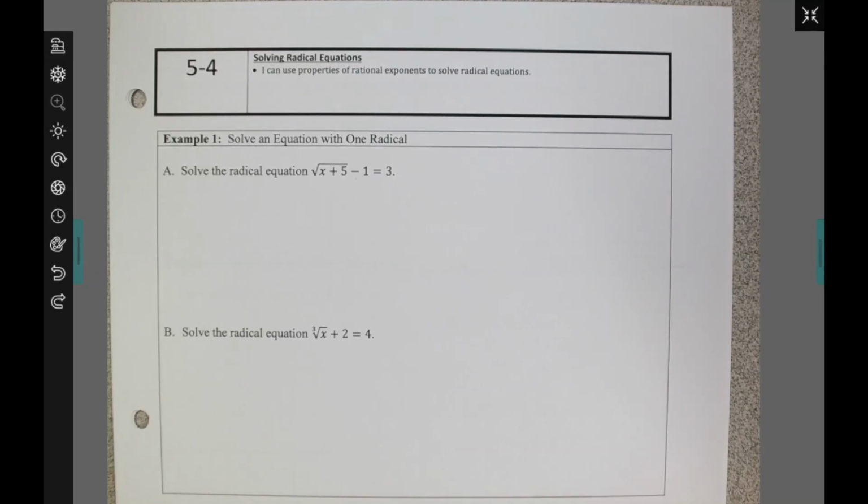Section 5.4 is all about solving radical equations. So we're going to use our properties of rational exponents and everything we've learned so far to accomplish this goal. For example 1, we just have an equation with one radical in it.